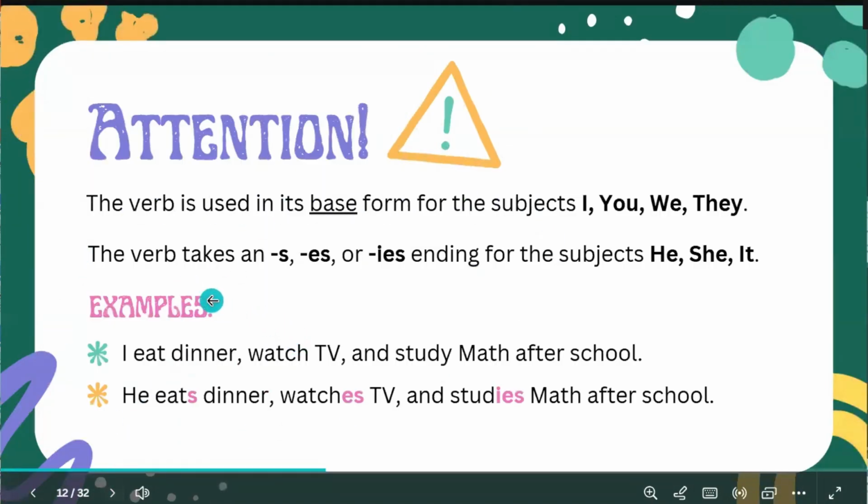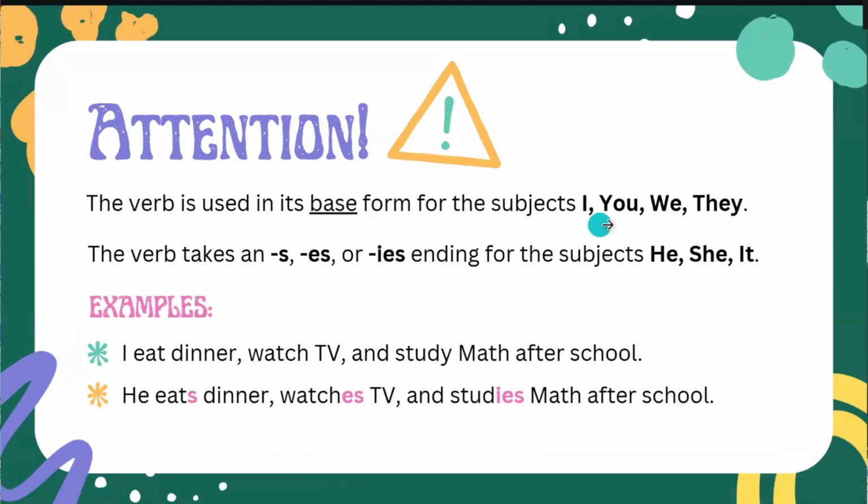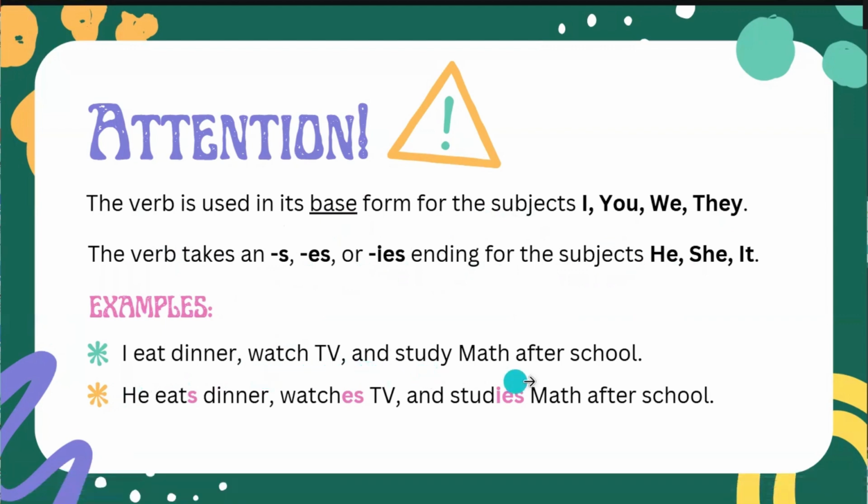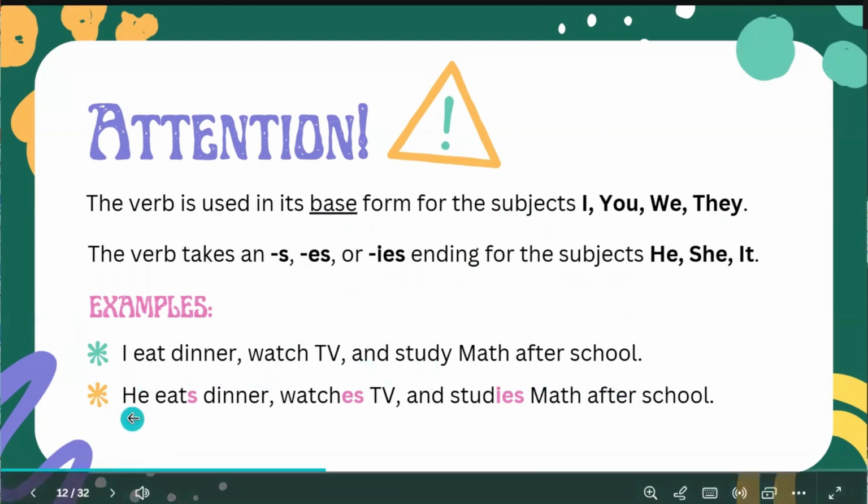Okay, next. So, ito yung ating wrap up. The verb is used in its base form for the subjects I, you, we, they, plural. May base form lang ang gamit ng verb, walang S. The verb takes an S, dinagdagan ng S, ES, or IES ang verb kapag ang subject nyo ay singular. Examples: I eat dinner, watch TV, and study math after school. He eats dinner, watches TV, and studies math after school.